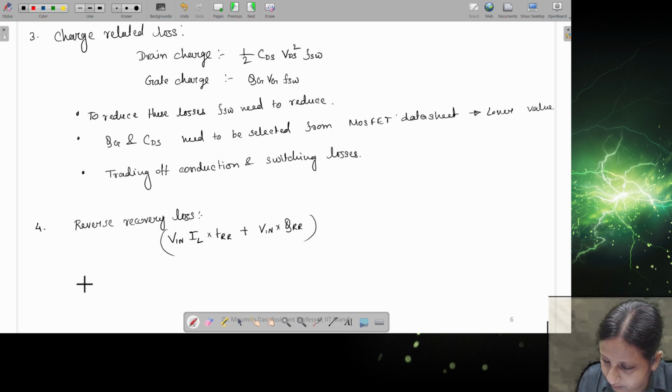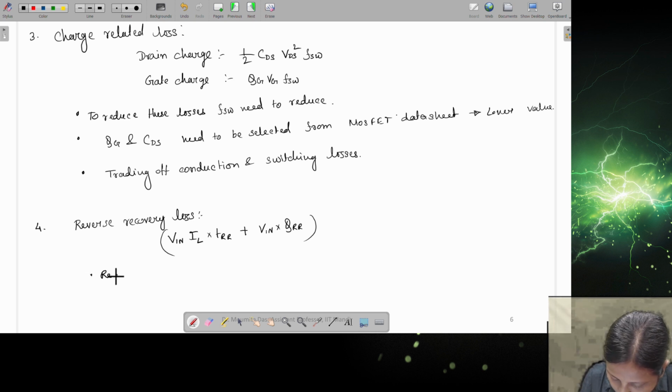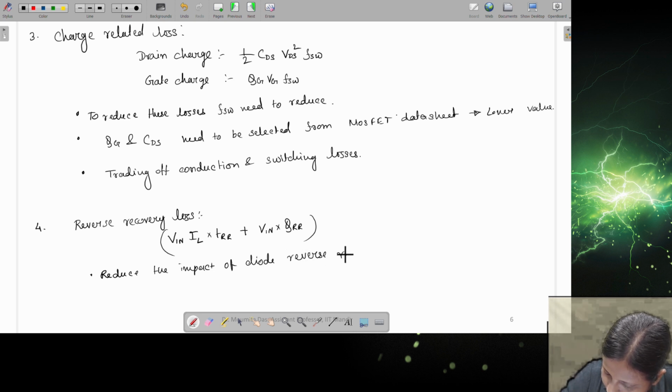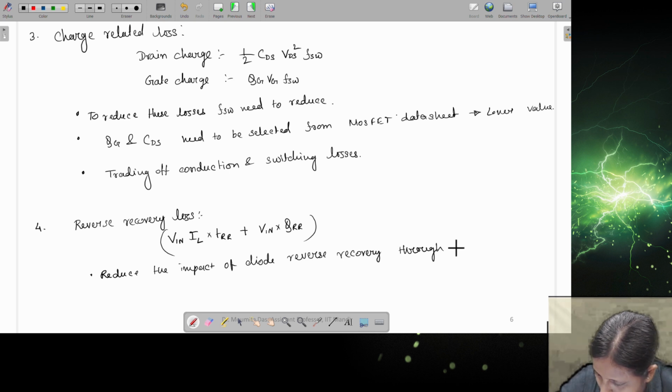So this reduces the impact of diode reverse recovery through optimized design.